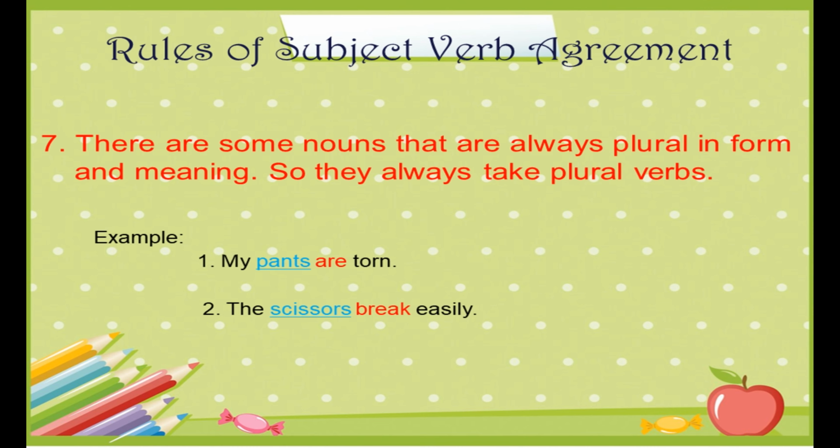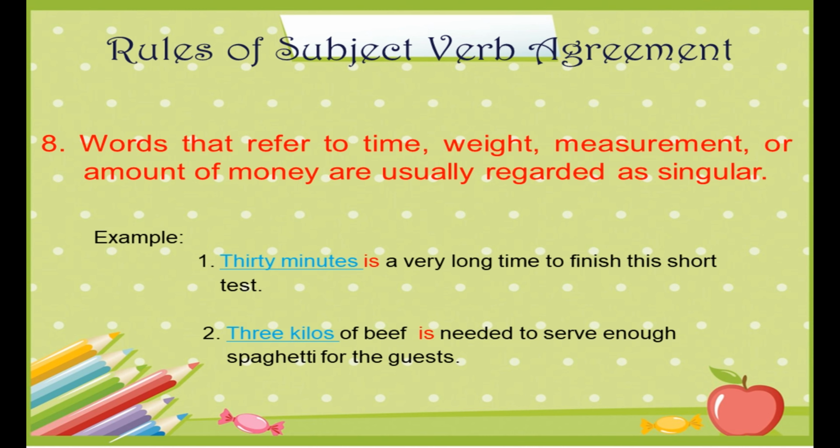Rule number 7. There are some nouns that are always plural in form and meaning, so they always take plural verbs. Example: my pants are torn. The scissors break easily.